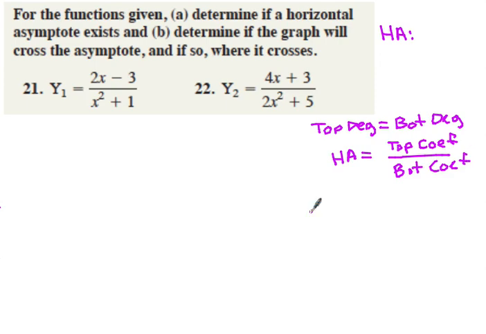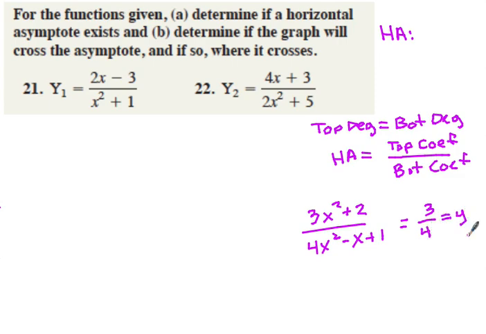let's say we had an example of something like 3x squared plus 2 over 4x squared minus x plus 1. Okay, so let's say this was one of our examples. My highest degree is squared, both on top and bottom. So if the top degree equals the bottom degree, then our horizontal asymptote is going to approach this coefficient 3 over 4. So my horizontal asymptote is at y equals 3/4.